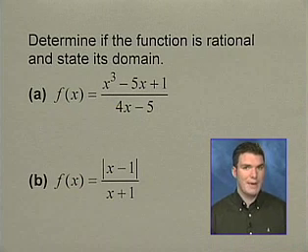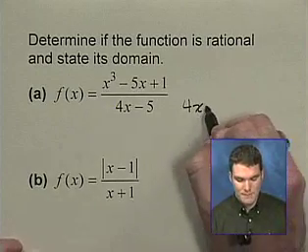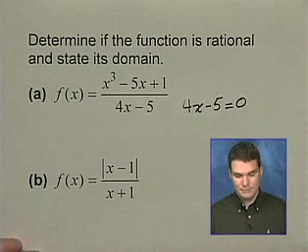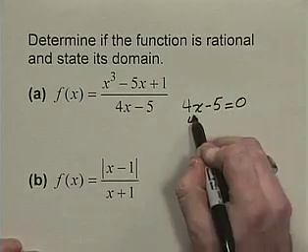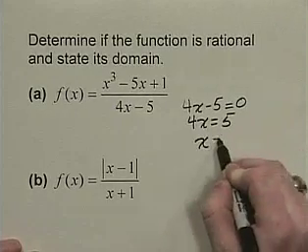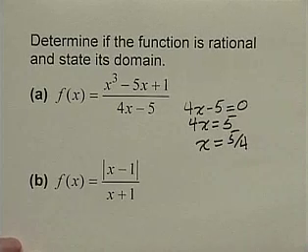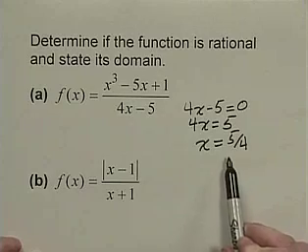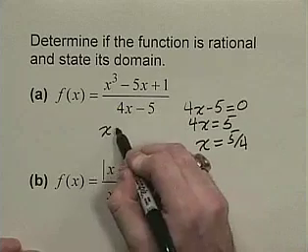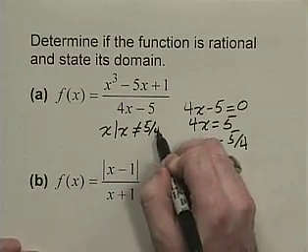So how would we end up accidentally dividing by 0? That would happen when 4x minus 5 is equal to 0. When does that happen? That happens when 4x is equal to 5, or when x is equal to 5/4. So, as long as x is not equal to 5/4, this function's just fine. So its domain is the set of all x such that x does not equal 5/4.